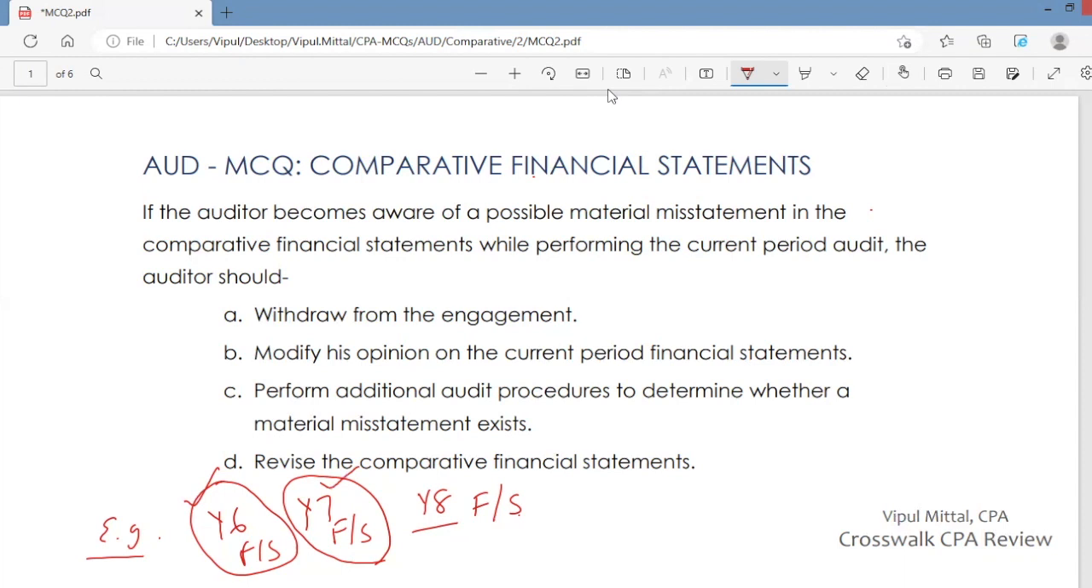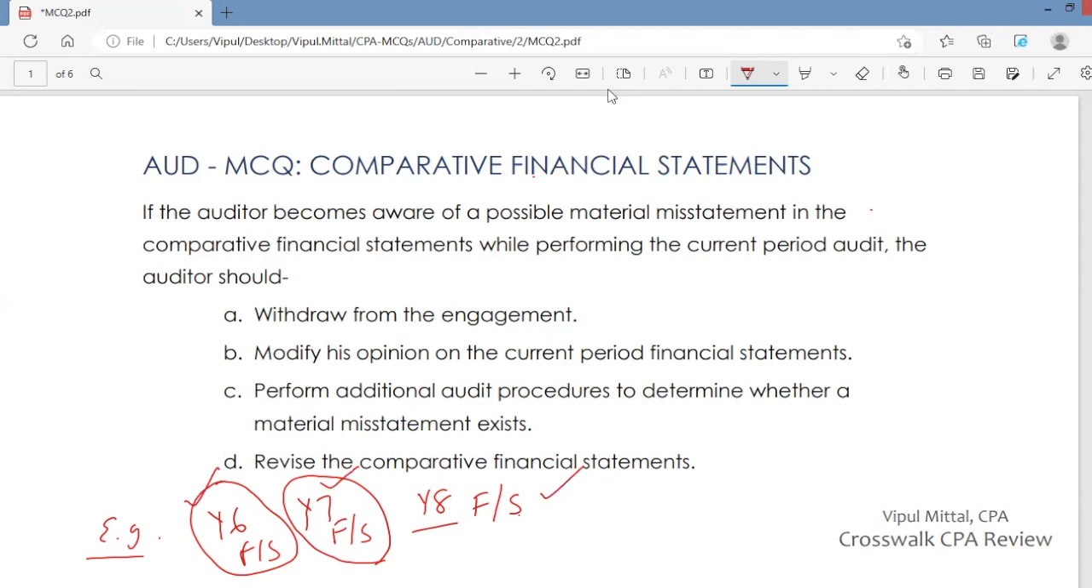A complete set of financial statements for one or more prior periods that are presented with the current period financial statements for comparison purpose. So year 6 and year 7 financial statements are comparative financial statements when they are presented with year 8 financial statements for comparison purpose.